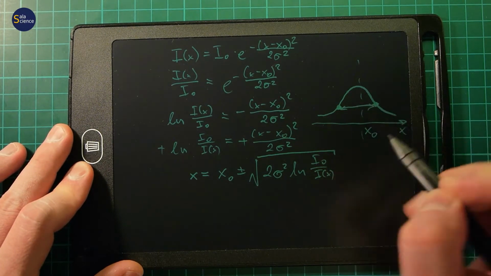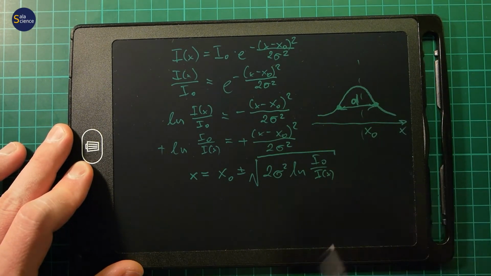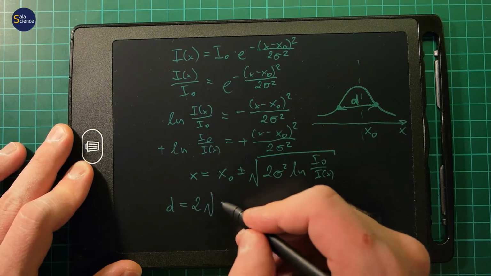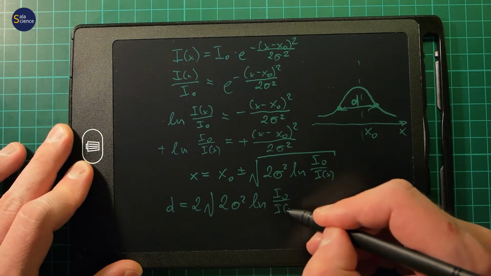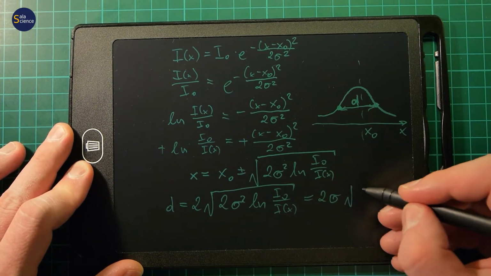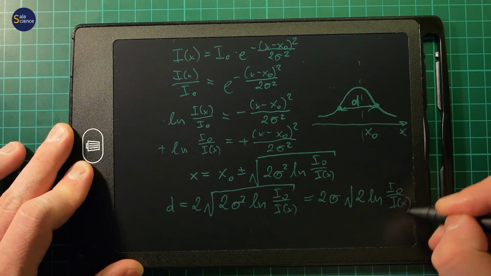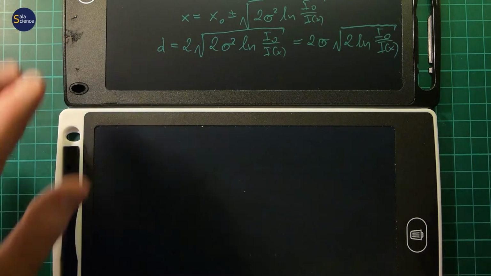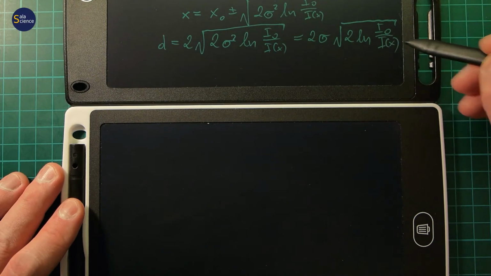So if we calculate now the width, let's name it d, let's name this width d. So d equals actually 2 times square root of 2 sigma squared natural logarithm I naught over I of x. So we can write that this is 2 sigma square root of 2 natural logarithm I naught over I. Okay, let's take the another one. So now we have the width of this profile for the intensity I at the point x.